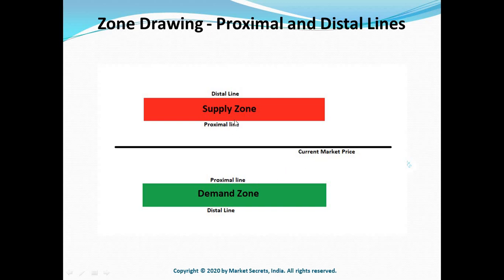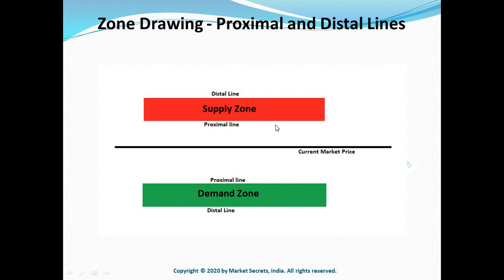When it comes to a supply zone, the line which is at the bottom of the zone will be your proximal line. If you look here, this is the proximal line for the supply zone, and it is closest to the current market price in the zone. In both the zones, there are two lines, this is one line and this is another line. So in any case, for a supply zone or a demand zone, the line which is closest to the current market price is your proximal line.